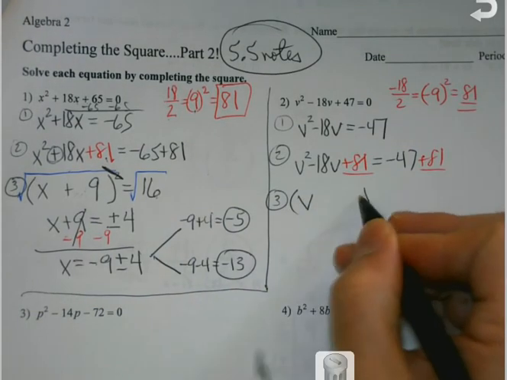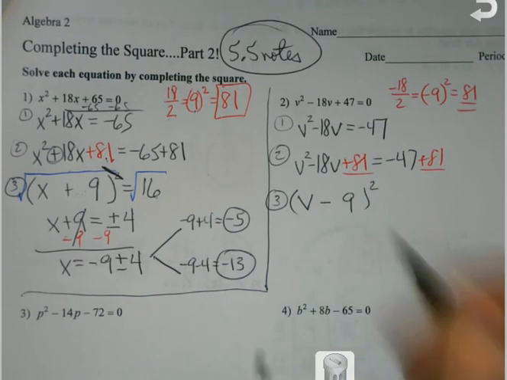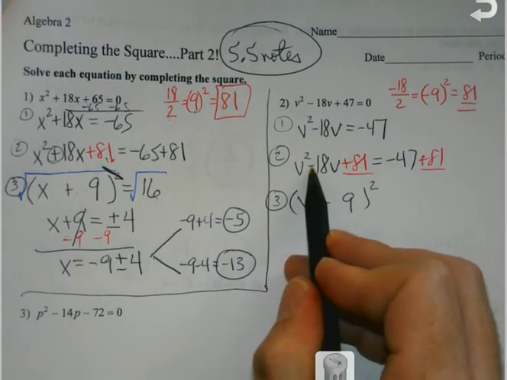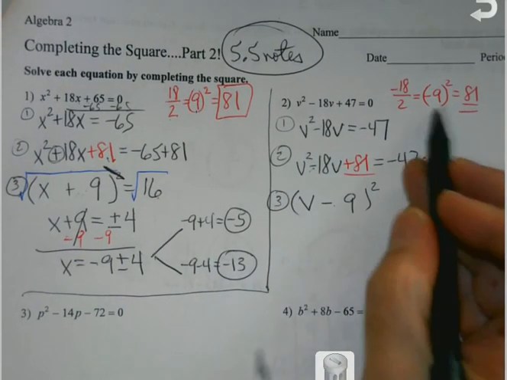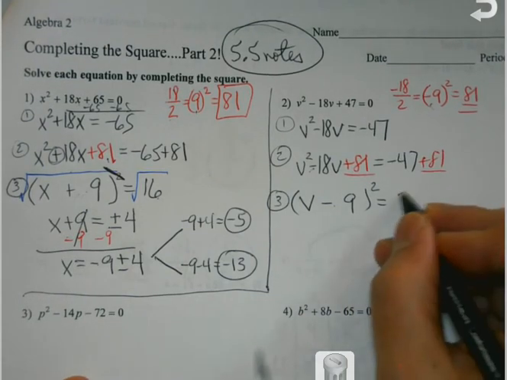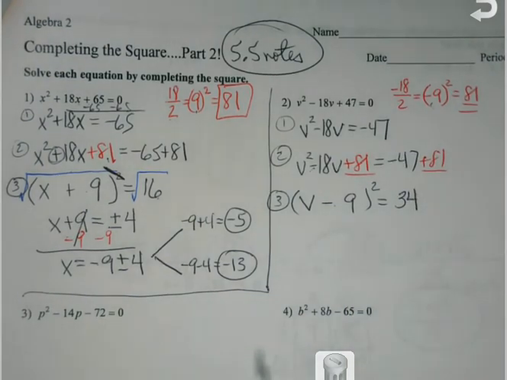Now this time, my 9's going to have a minus in the middle. And there's two ways I can find that. Again, my b value is negative. Or when I did b divided by 2. Okay, I noticed both of those. And negative 47 plus 81 is 34.